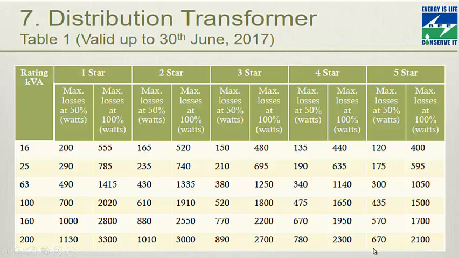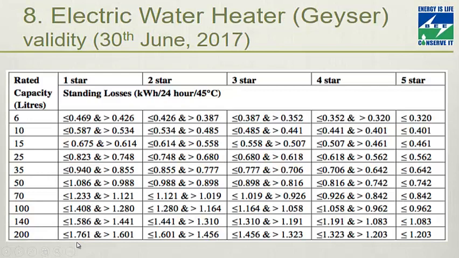For 5 star, it is 670 watts. You can see the difference. For 50%, and for 100%, it is 2100 watts. So from here to here, you can see 1200 watts have been saved, and from here to here, you can see almost 400 to 500 watts have been saved for 5 star distribution transformer.